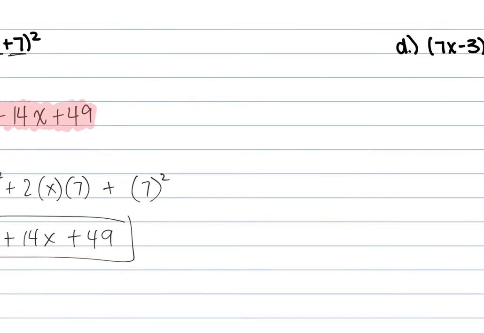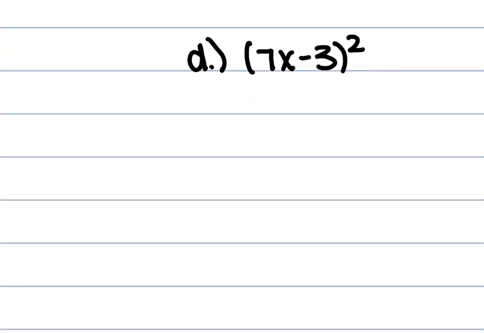The answer to D. Dun, dun, dun, dun. What? Yeah, because I know the shortcut. So this one is 49x squared minus 42x plus 9.